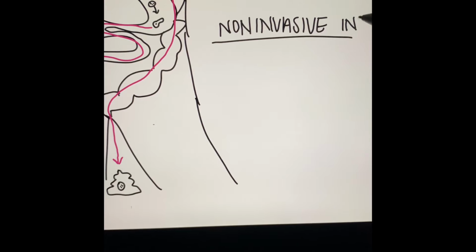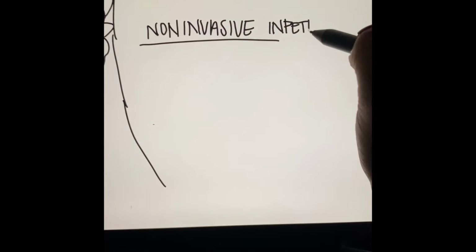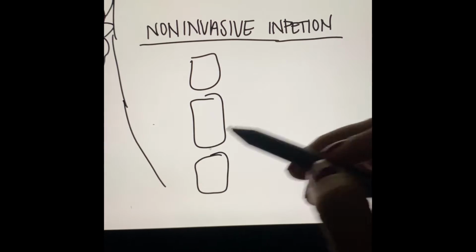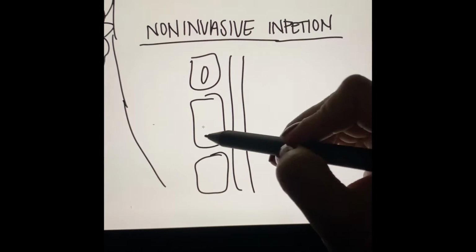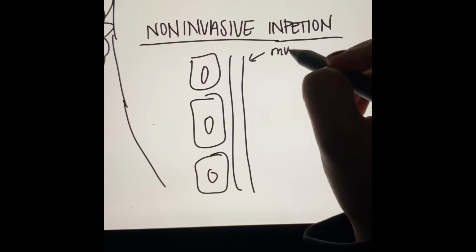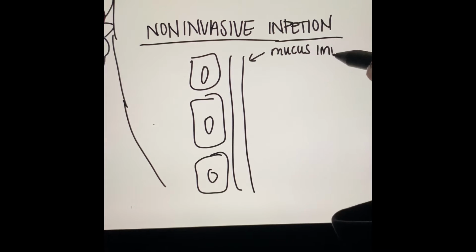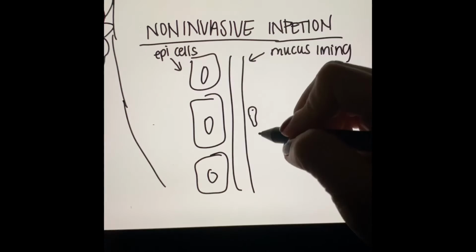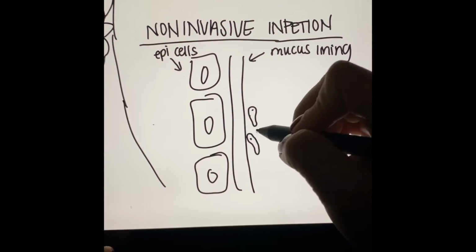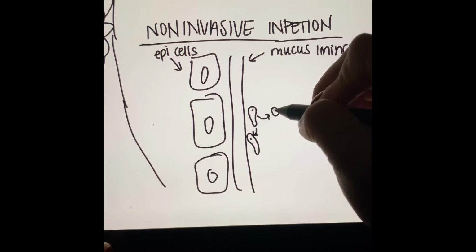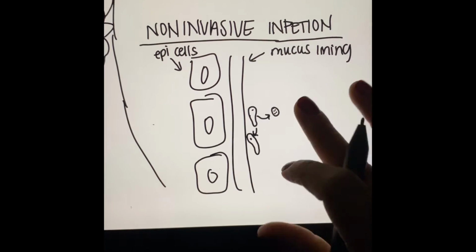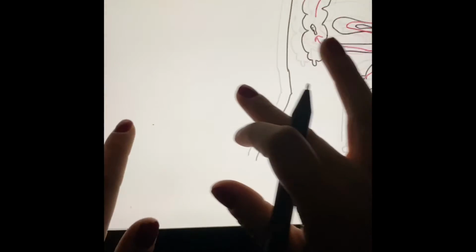Here, I'm gonna talk about what the non-invasive infection is. I'm gonna blow up the layers of the large intestine. So the cells on the left are the epithelial cells, and then there's a mucus lining in the large intestine. Now the trophozoites will adhere to the mucus lining and keep replicating mature cysts, and then that's when they will keep traveling through poop and be pooped out.